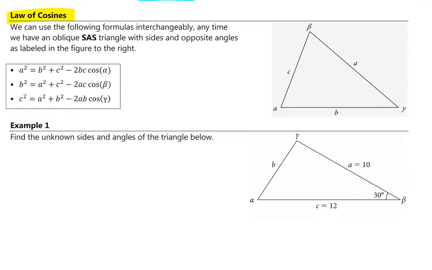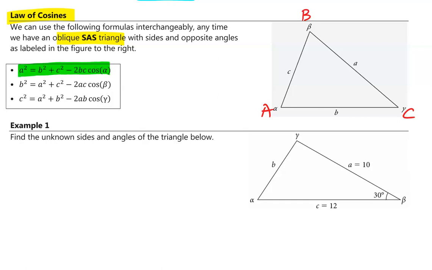Law of cosines: we can use the following formulas interchangeably anytime we have an oblique SAS (side-angle-side) triangle with sides and opposite angles as labeled in the figure. So let's say this is our angle A, opposite is side A, this is angle B, opposite of it is side B, and this is angle C, opposite is side C. And these are the formulas.